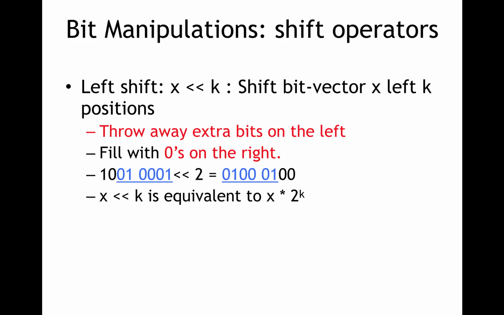So here's the process. When we shift, first we throw away the extra bits on the left. We have to throw them away because we don't have extra space for them. We cannot save a 10th value in the space. So if we do 2 left shifts, we throw away 2 bits on the left. In this example, we throw away the first bit, 1, and the second bit, 0. Then we put 2 zeros at the end of this number. So if we shift x left k times, it's equivalent to x times 2 to the power of k.